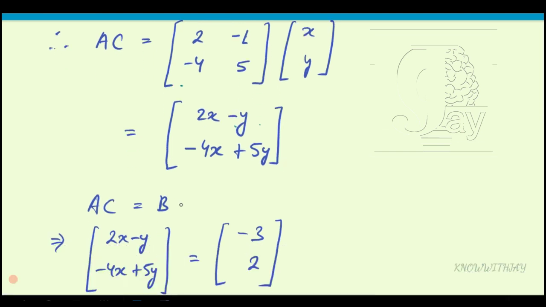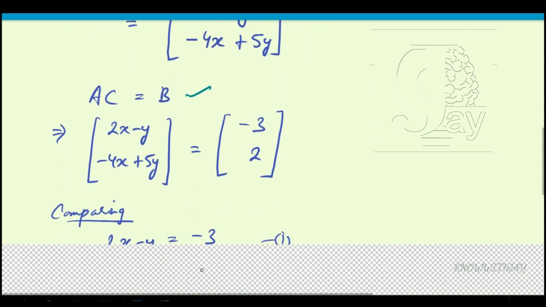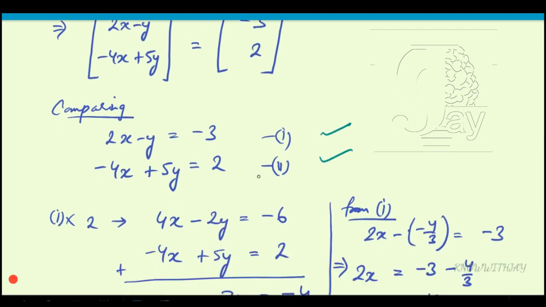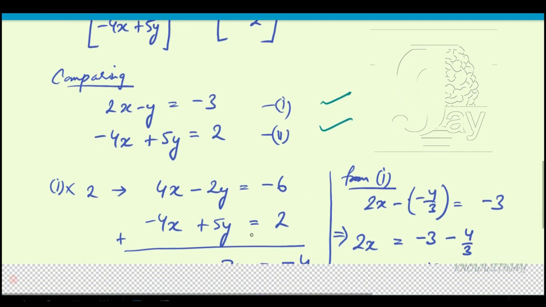Now since AC equals to B, we can equate the corresponding elements. Comparing the elements, we'll get 2 equations. Now these 2 equations can be solved using the methods we know in simultaneous linear equations in 2 variables. So we have used the elimination method here.